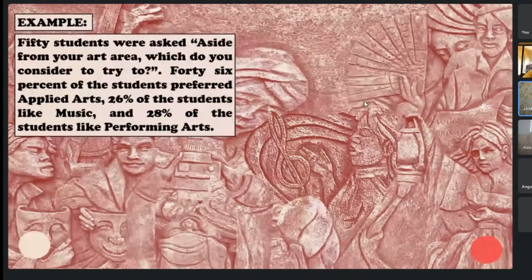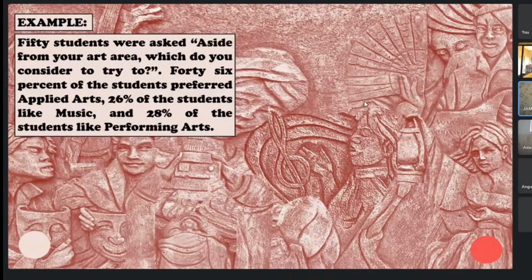For example, we have here 50 students were asked, aside from your art area, which do you consider to try? 46% of the students preferred applied arts, 26% of the students like music, and 28% of the students like performing arts.